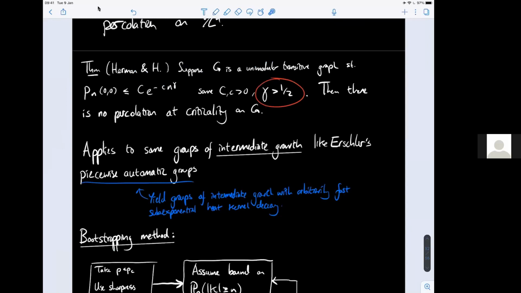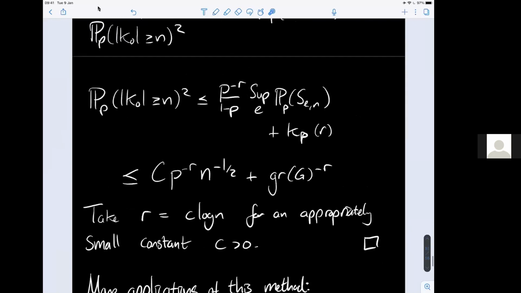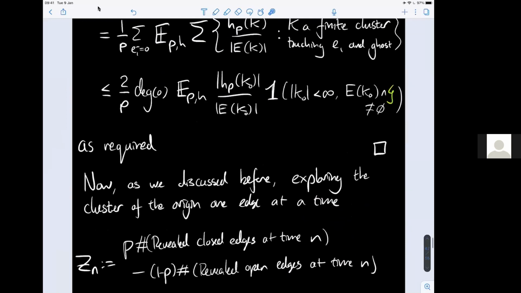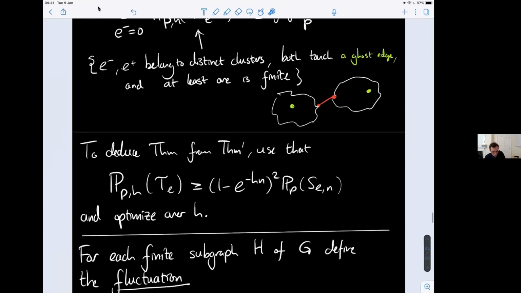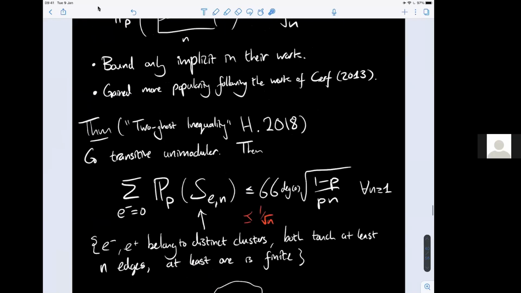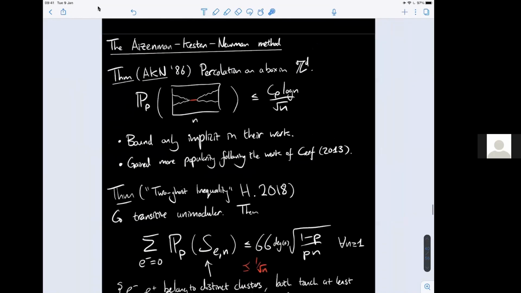Okay, thanks. Another question, from earlier in your talk, about the Aizenman-Kesten-Newman method. You said that with your two-ghost inequality in the amenable setting, you can drop the assumption that one cluster is finite, and you can recover a form of Aizenman-Kesten-Newman. If I recall correctly, Aizenman-Kesten-Newman had a log n over square root n, right?